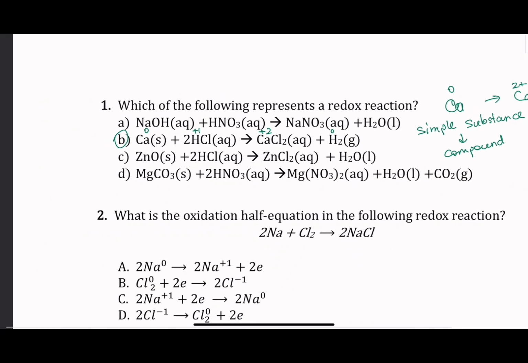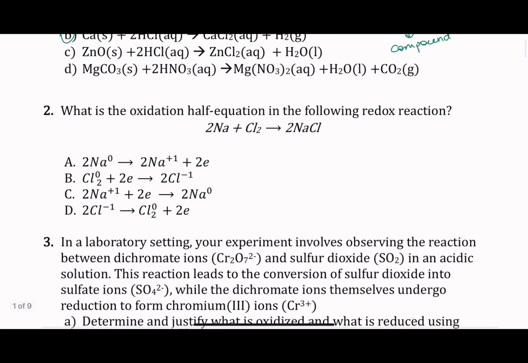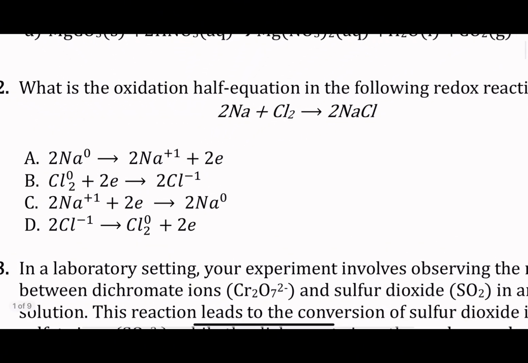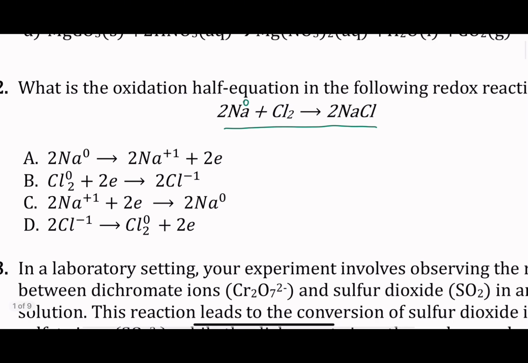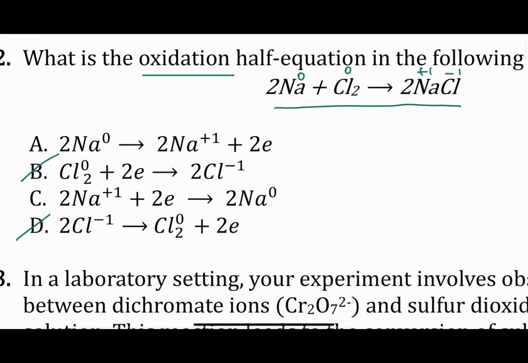oxidation number. Now we're looking at the second question in here. First of all, we're looking at the overall and we want to put the charges. So sodium is 0 and chlorine is 0, sodium is +1, chlorine is -1. So we know that the oxidation has to go from sodium 0 to +1 if they are asking for the oxidation. Now I'm going to ignore the chlorine ones and I'm going to look at the sodium where it goes from 0 to +1, and there you go.